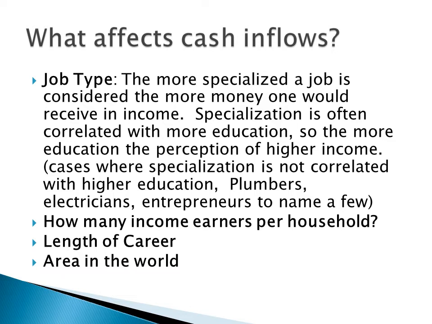Another variable that affects cash flows would be the number of income earners per household. Is it the mother, the father, the children working, earning incomes collectively, bringing in as a cohesive unit? The length of your career is generally correlated with income. At the beginning of your career you're making a lot less than as you advance further in your career, 15, 20, 30 years in the future.